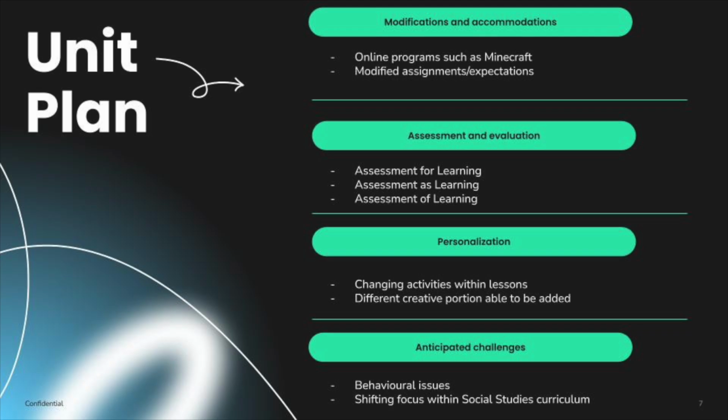And then finally, anticipated challenges. While this unit is fairly straightforward, I do expect some challenges regarding behavioral issues, so making sure students are on task. So I'll be creating groups myself for the most part that students will be working in, and then also the issue of the social studies curriculum for grade 7 being more around historical periods of 1800, 1850, so shifting the focus a touch to relate more to the urban planning and issues that we will be discussing throughout this assignment.